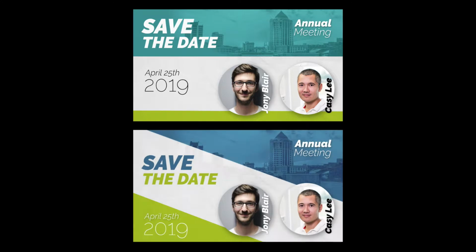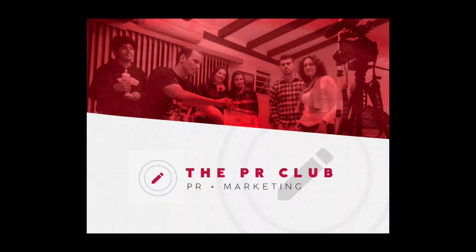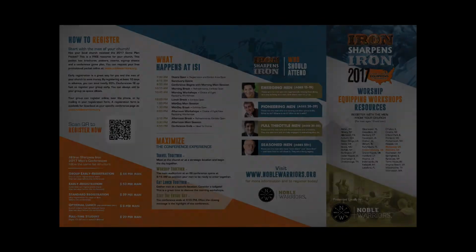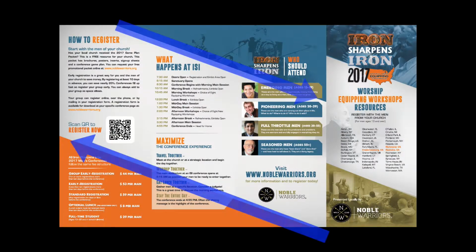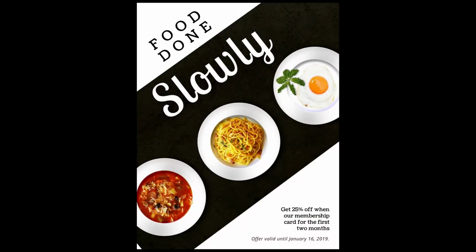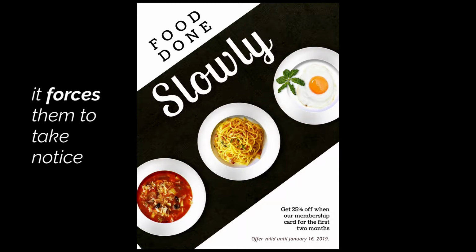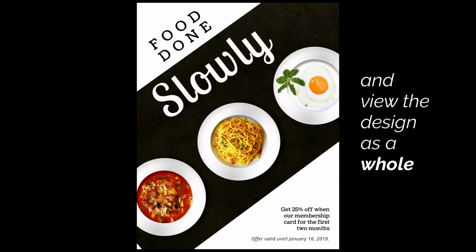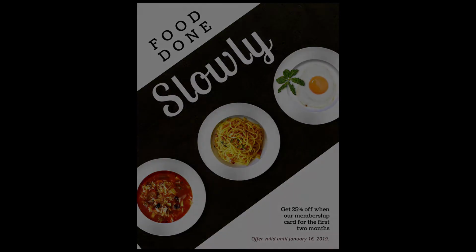Add angles to your text or layout elements. Angles are great ways to make a dull design interesting again, and can be as simple as taking a box layout and turning those boxes into an angle. Notice how the entire flow of the design changes? We can do this with typography, as seen here. Changing the line of sight on a viewer forces them to take notice of a piece and view the design as a whole instead of in bits and pieces.